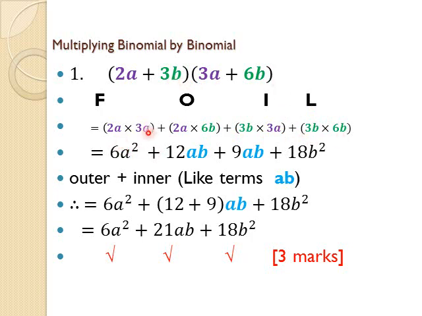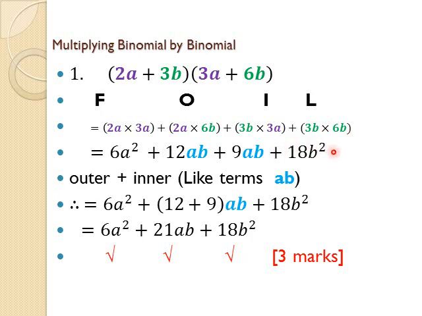So 2a times 3a would give me 6a squared. 2 times 6 gives me 12ab. 3 times 3 gives me 9ab. 3 times 6 would give me 18. b times b gives me b squared.